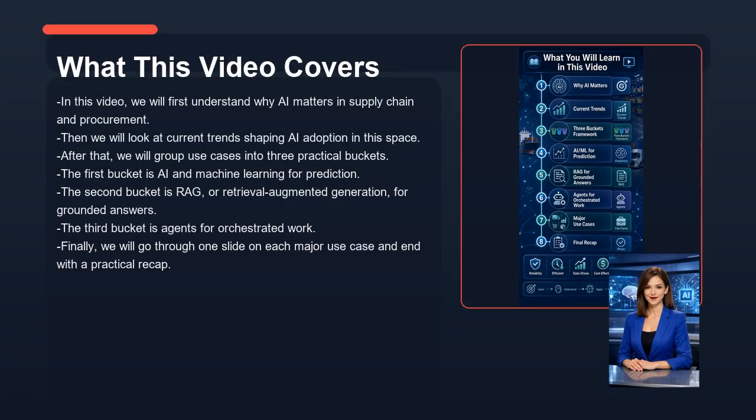Now let's look at what this video covers. In this video, we will first understand why AI matters in supply chain and procurement. Then we will look at current trends shaping AI adoption in this space. After that, we will group use cases into 3 practical buckets. The first bucket is AI and machine learning for prediction. The second bucket is RAG, or Retrieval Augmented Generation, for grounded answers. The third bucket is agents for orchestrated work. Finally, we will go through one slide on each major use case and end with a practical recap.